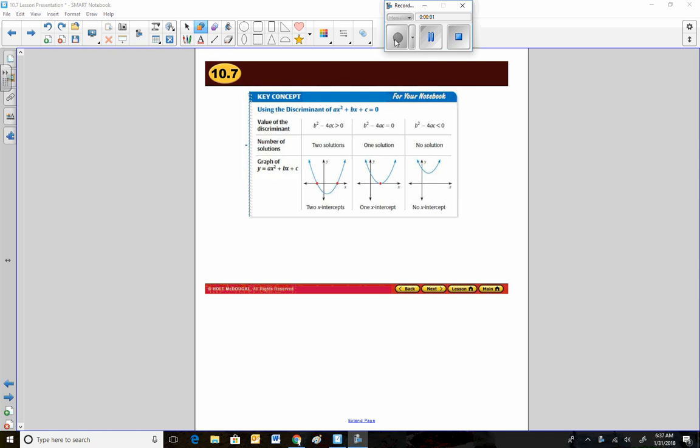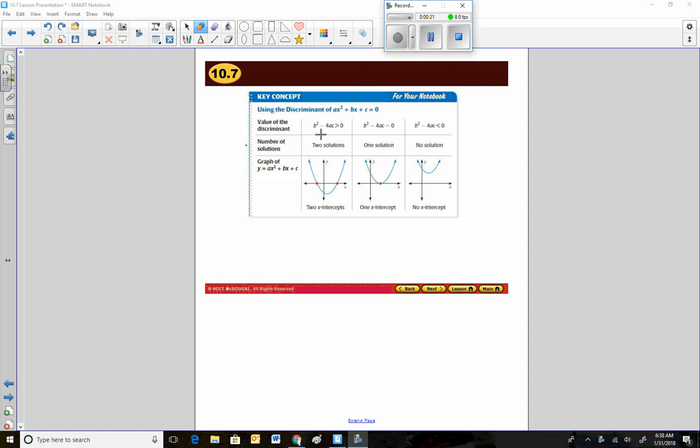Hi class, today we're working on our quadratics a little bit more, and we're learning about how to use what's called the discriminant, and this is how it's spelled, discriminant. So here's our quadratic formula, and what we can use is a great little part of the quadratic formula, and it's the part that says b squared minus 4ac.